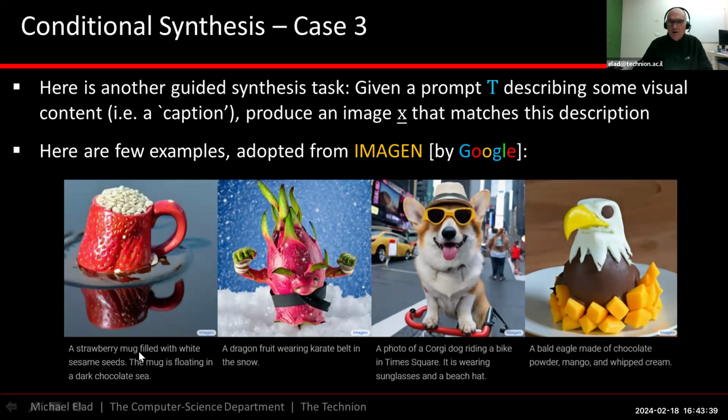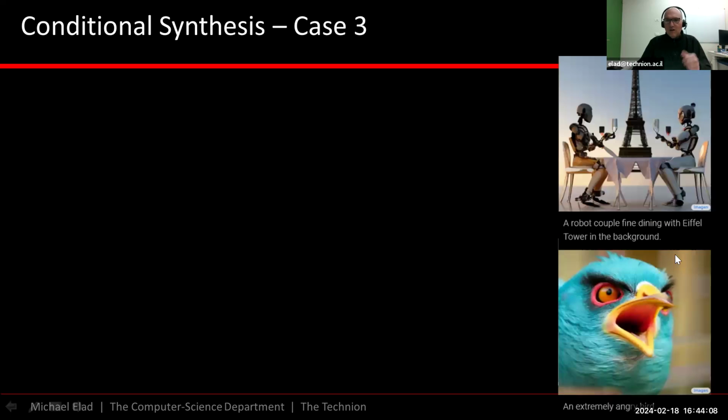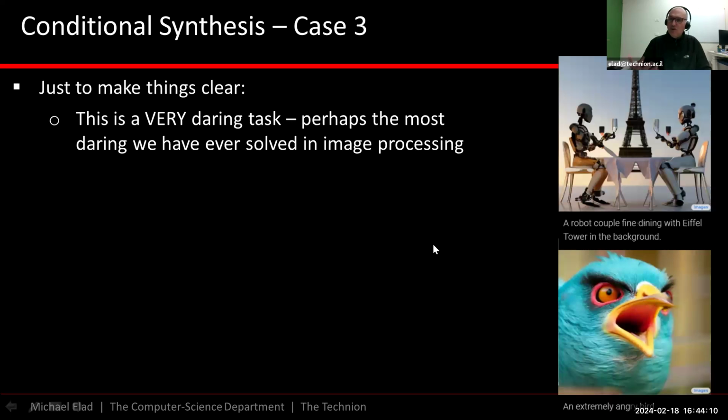A strawberry mug filled with white sesame seeds. The mug is floating in a dark chocolate sea, and you let the diffusion do its thing with conditioning on T, and you get this. And look at the other images. Let's look at this, for example. A photo of a corgi dog riding a bike in Times Square. It is wearing sunglasses and a beach hat, and you get this image. You have to understand, if you run the algorithm again, you'll get a different image of the same flavor, of course. So here as well, we are looking at conditioning or guiding the diffusion.